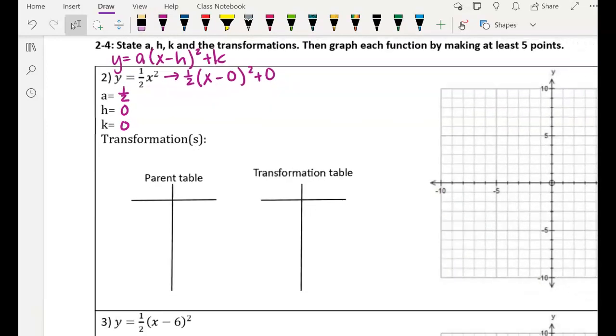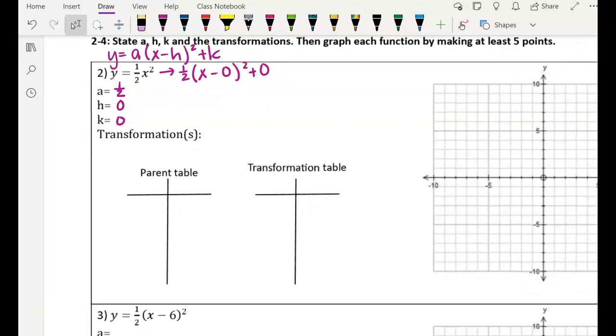Well, let's start with the parent function table. The parent function is always going to be y equals x squared, and then we'll fill out the transformation in just a second. You should not memorize the parent table, because by the end of the year, students, your brain's gonna explode if you try to memorize everything. Try to see where these values are coming from. So if you plug in the values, we should be able to get 4, 1, 0, 1, and 4. And we're going to use this to transform it.